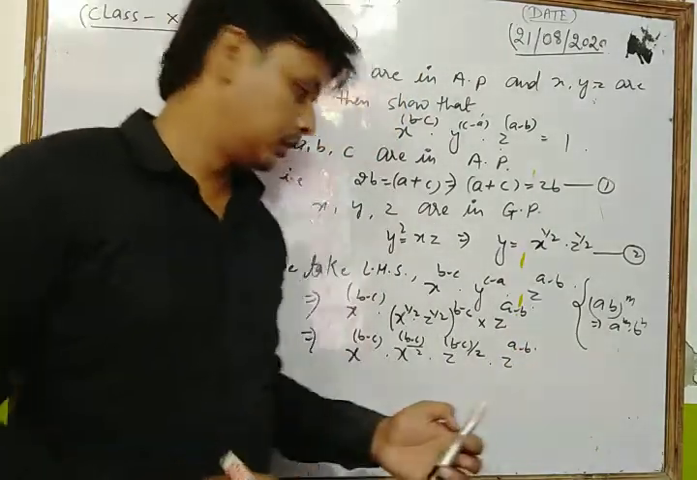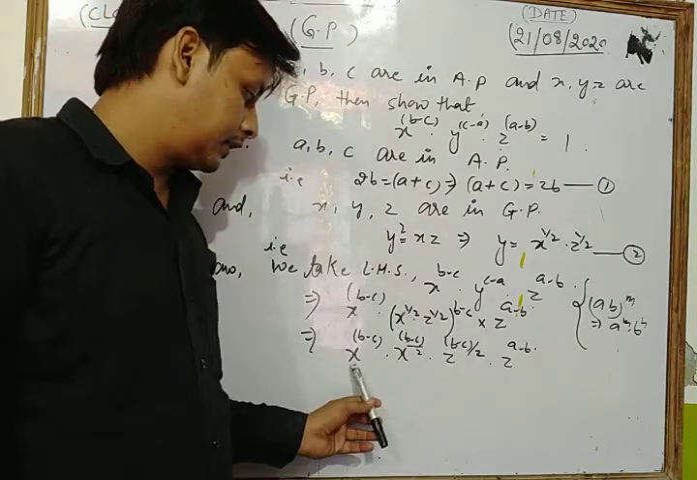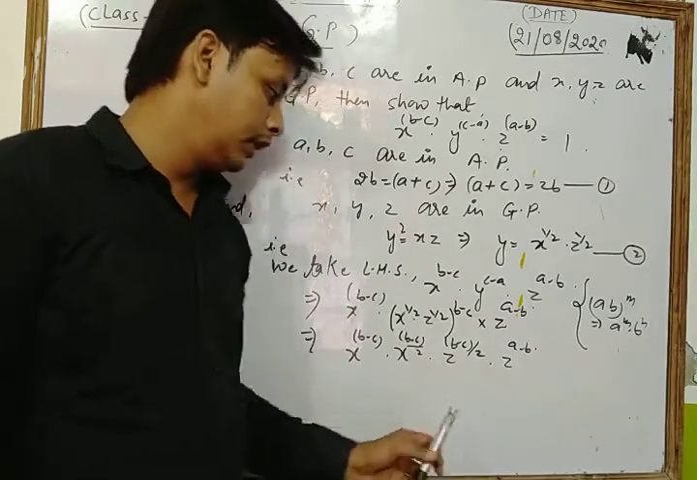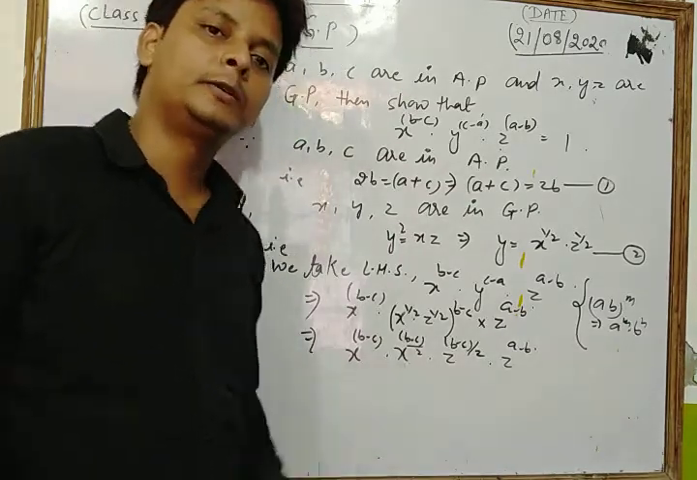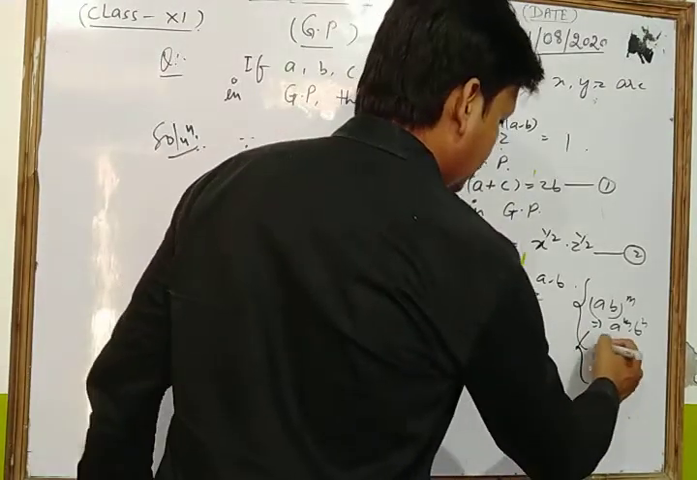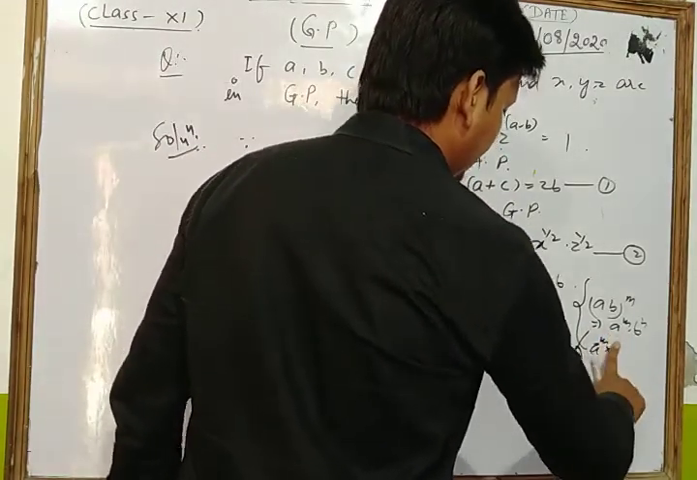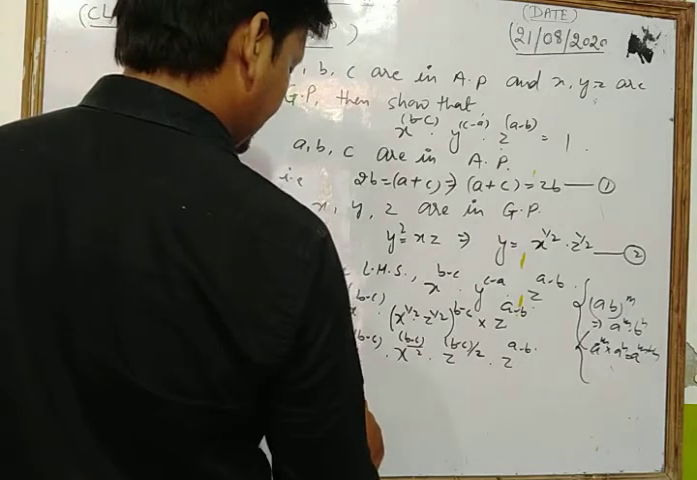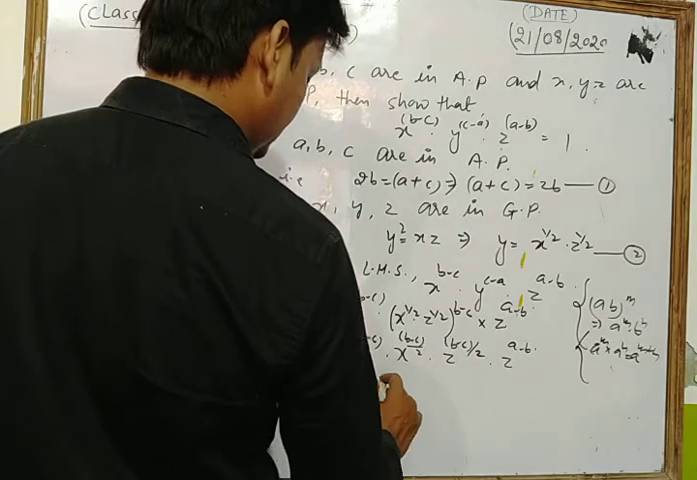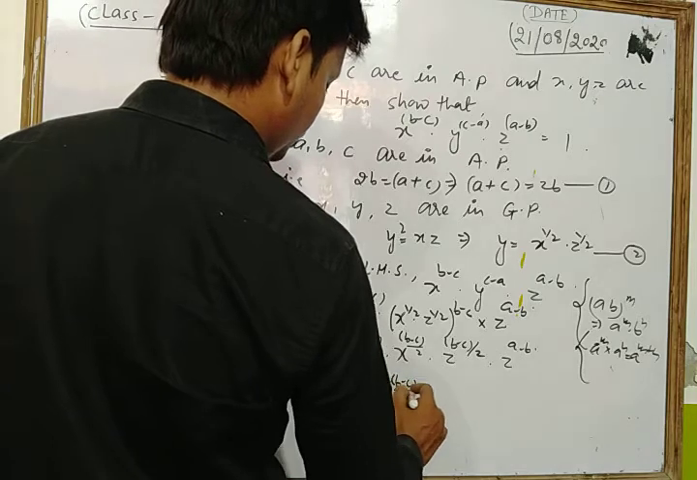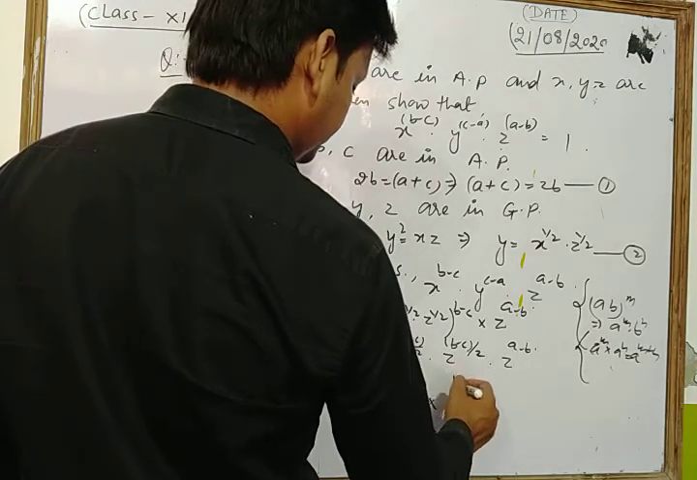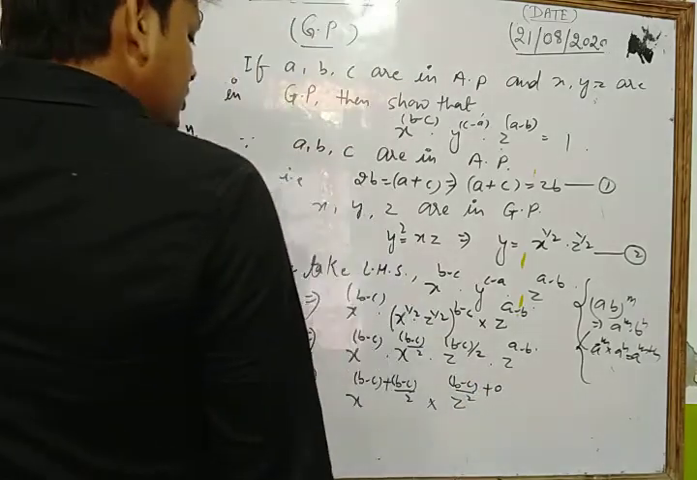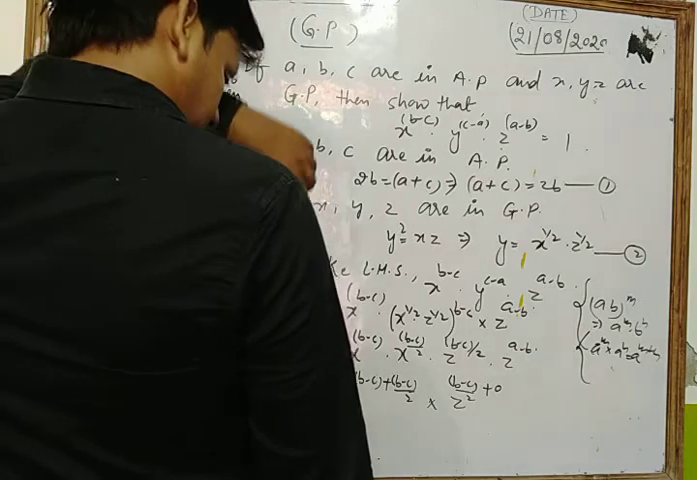Now look, dear students, here x is a common base, and z is a common base. You know very well that if the bases are equal, then the powers are added, because of the law of exponents a to the power m into a to the power n is equal to a to the power m plus n. So here we write x to the power b minus c plus c minus a upon 2, similarly into z to the power c minus a upon 2 plus a minus b.